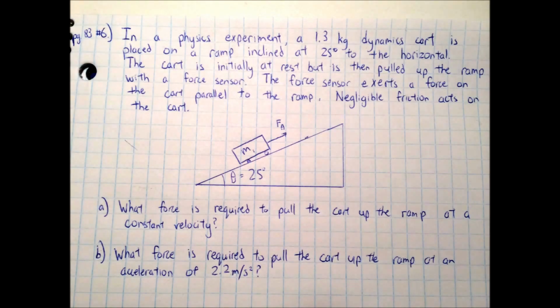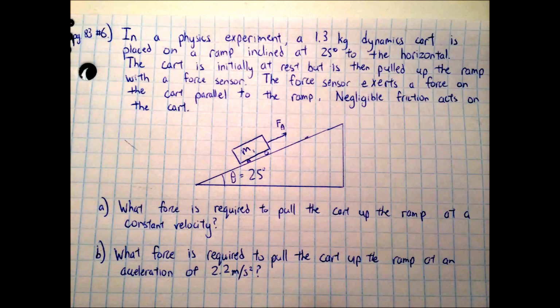In a physics experiment, a 1.3 kg dynamics cart is placed on a ramp inclined at 25 degrees to the horizontal. The cart is initially at rest, but is then pulled up the ramp with a force sensor. The force sensor exerts a force on the cart parallel to the ramp. Negligible friction acts on the cart.